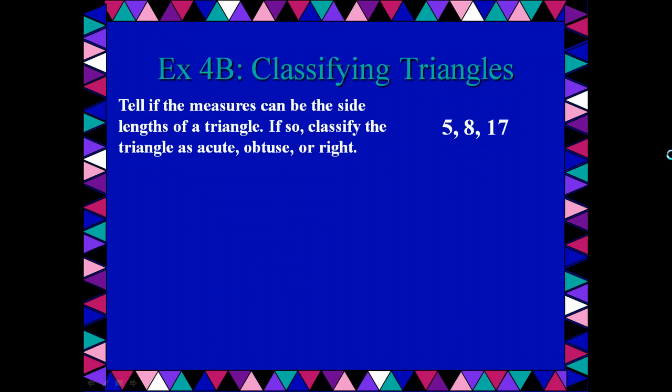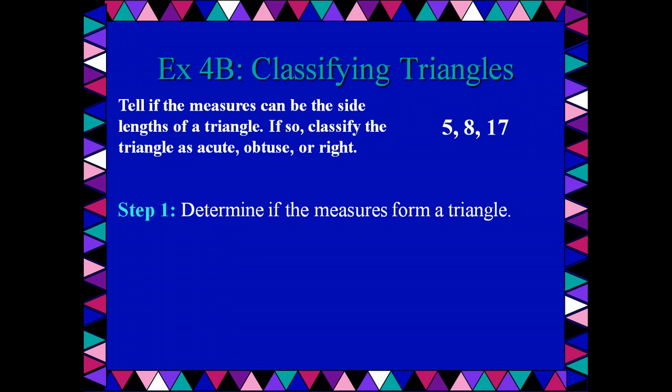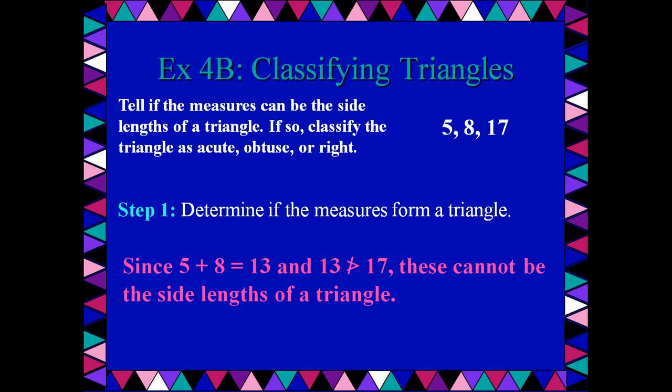Again, we want to try a different set of numbers, 5, 8, and 17. So step 1, determine if the measures form a triangle. Since 5 plus 8 equals 13, and 13 is not greater than 17, these can't be the side lengths of a triangle. So we don't even need to worry about classifying it.